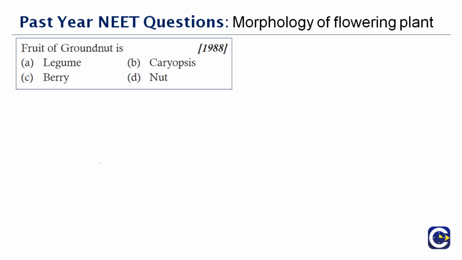Fruit of groundnut is dash. Just because it's a nut, don't say nut. Of course, you know what groundnut is. It is a legume. Legume is a dry dehiscent fruit that is produced from the monocarpellary superior ovary.